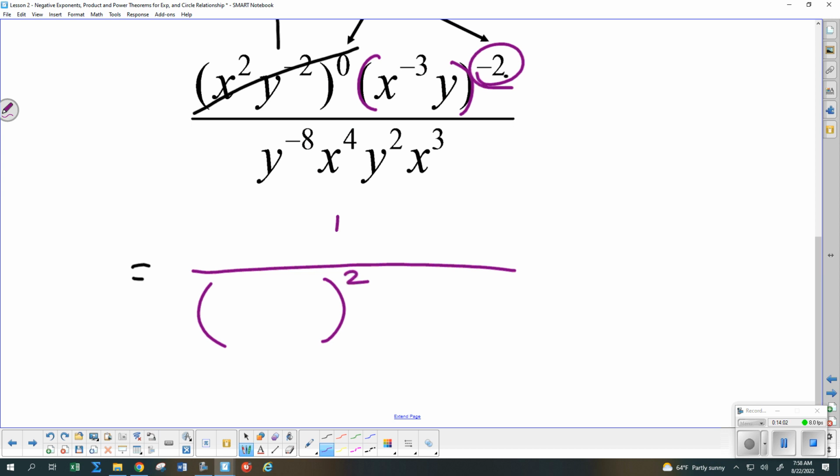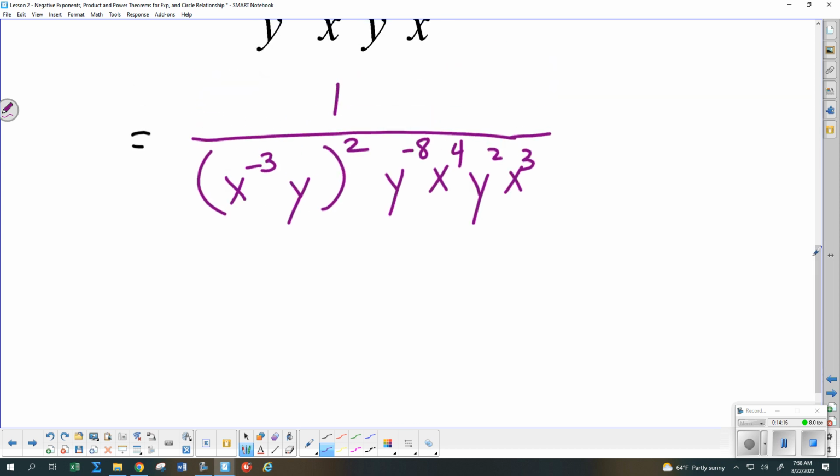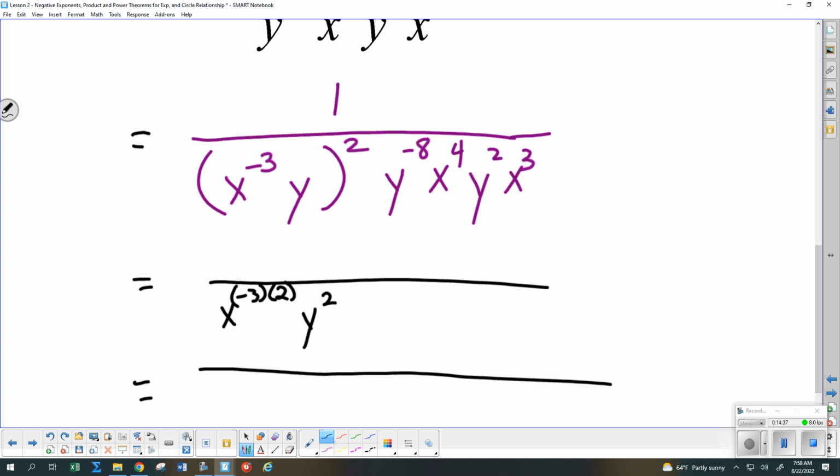And so this whole parentheses was an x to the -3y. Thumbs up, thumbs down. Does that much make sense so far? Okay, now I need to square this. So I am going to multiply my exponents, x to the -3 times 2, y to the 1 times 2. And normally I wouldn't write that separately, so I'm just going to write x to the -6, y squared.